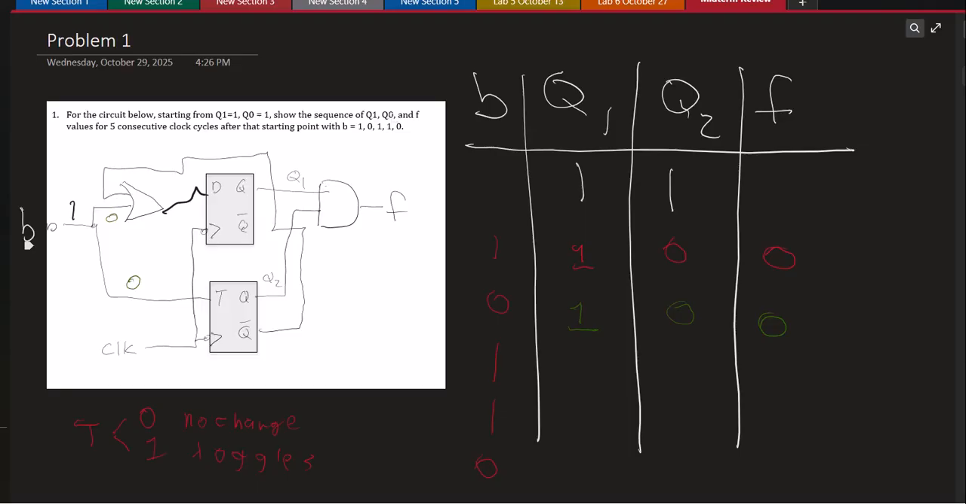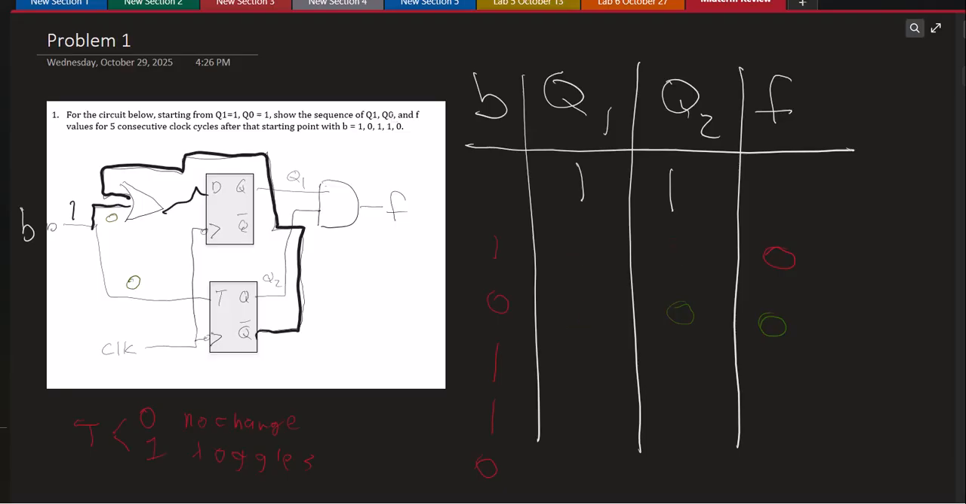Oh wait, no one told me that I was not feeding Q1 into this OR gate. I'm feeding the not of Q2. You don't still have it right there? I thought I was feeding Q1 into this OR. Let me go back and check this, hold on. So when B was 1, and Q1 was 1 and Q2 was 1, the not of Q1 would be 0, and it's the not of Q2, yes.